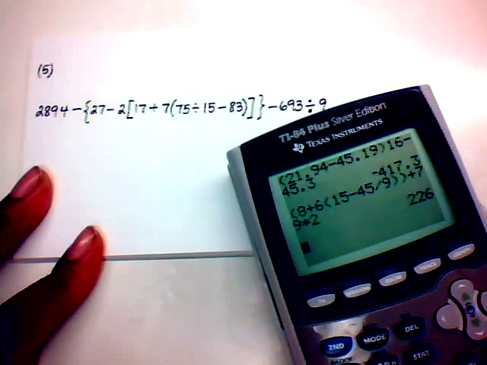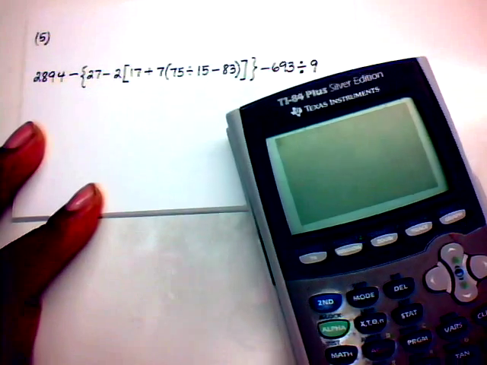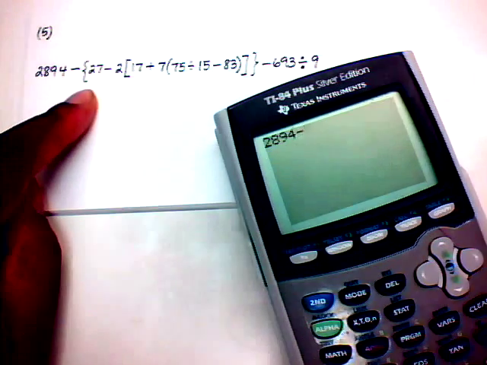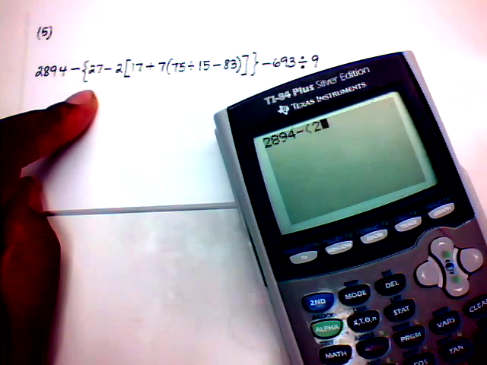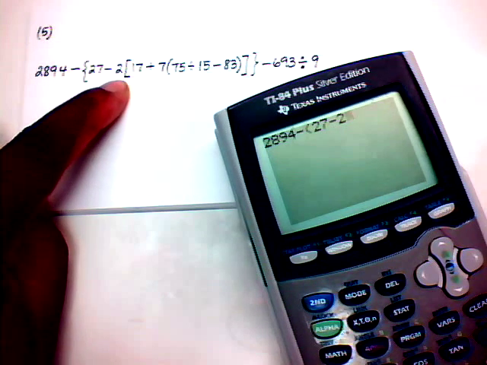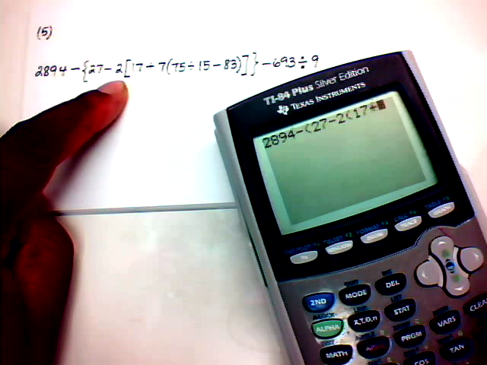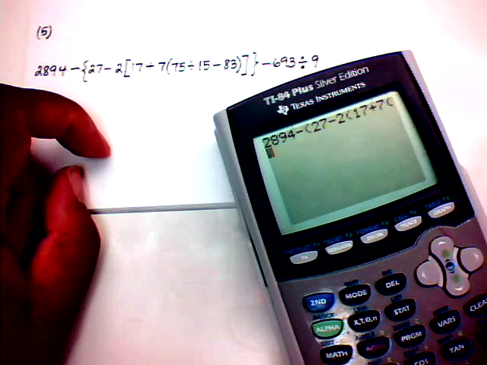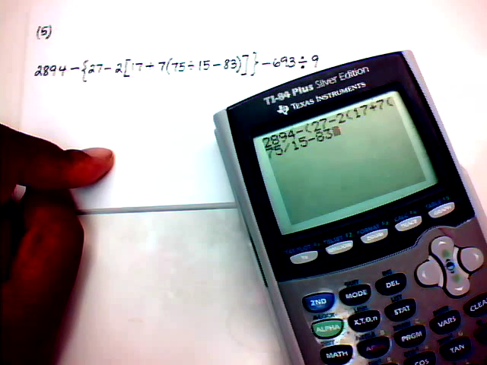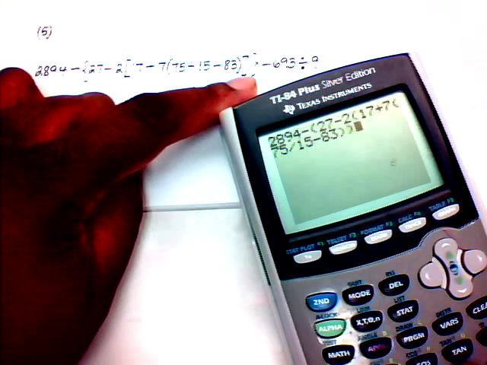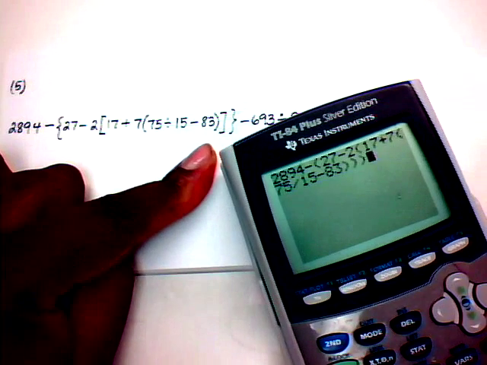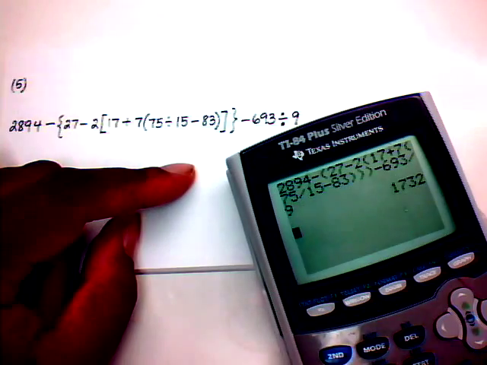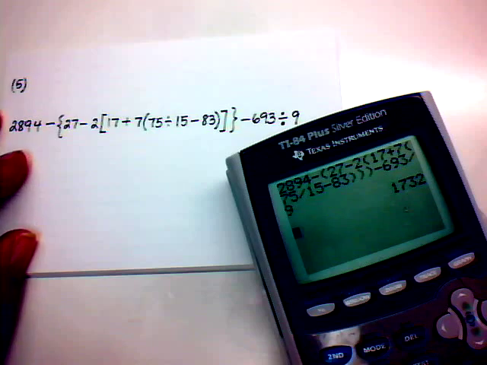Okay, let's look at another problem where you've got braces, brackets, and parentheses. Again, we can treat the braces and the brackets as parentheses as well. So here we'll type in 2894 minus, now for the braces we use a left parentheses, then 27 minus 2, and then for this bracket we treat that as a left parentheses too, 17 plus 7, and then after the 7 we do have a parentheses, so another left parentheses, 75 divided by 15 minus 83. And then we need to close the parentheses 3 times, because we've got a parentheses, then a bracket, and a brace here. Then minus 693 divided by 9. And then hit enter, and you'll get a final answer of 1,732.